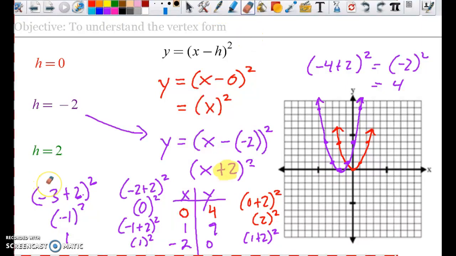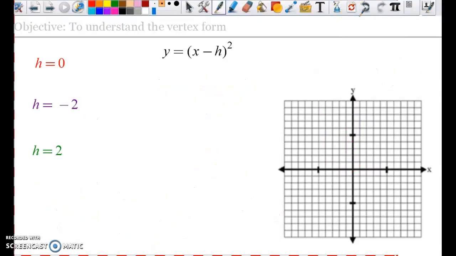All right. Now, if I had x is positive 2, I know that we're kind of running out of space here, and I'm going to cheat because I can erase everything. So one moment, I'm just going to erase all my writing here. What if h was positive 2? Y equals x minus a positive 2 squared. That's x minus 2 squared.